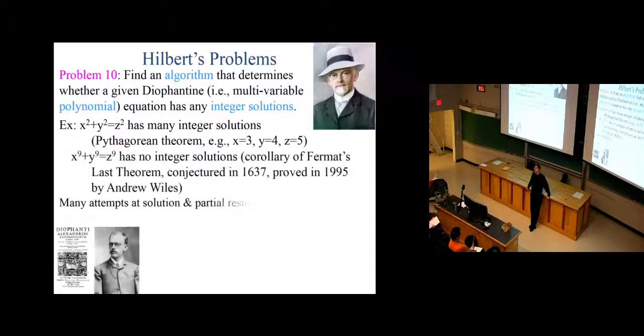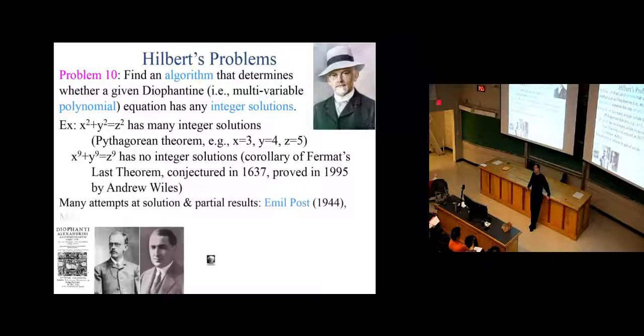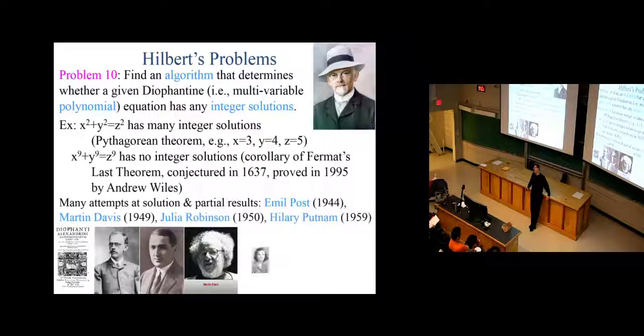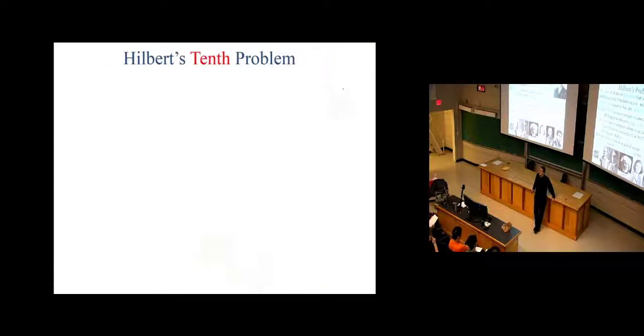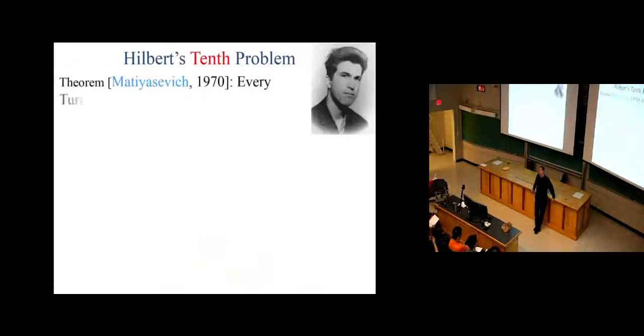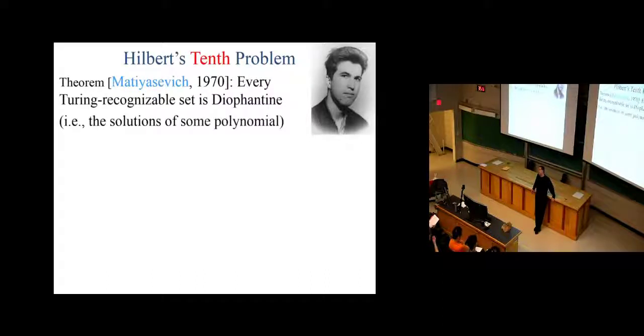But Fermat's last theorem says that if the degree is bigger than 2, the generalization of the Pythagorean theorem to higher degrees is not solvable in integers. That's another special case example. But in general, that problem is very ubiquitous, very general, and hard to solve. And finally, that problem was solved in 1970, 70 years after Hilbert laid it down and named it. And the solution was quite surprising in its own right.